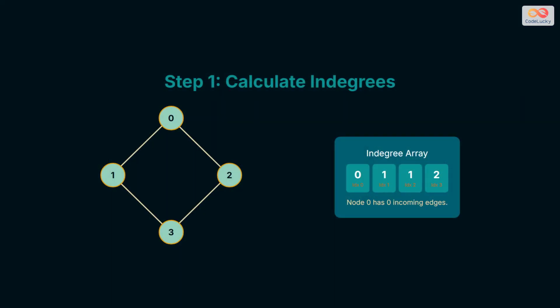Let's break down step 1. We iterate through the entire graph. For every edge connecting 2 nodes, we increment the Indegree count of the destination node. In this visual, you can see that node 0 has 0 incoming edges, so its Indegree is 0. Node 3 has 2 incoming edges, so its Indegree is 2.